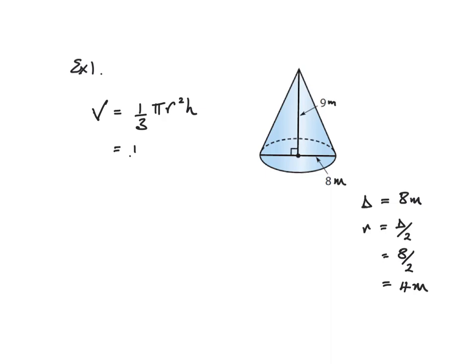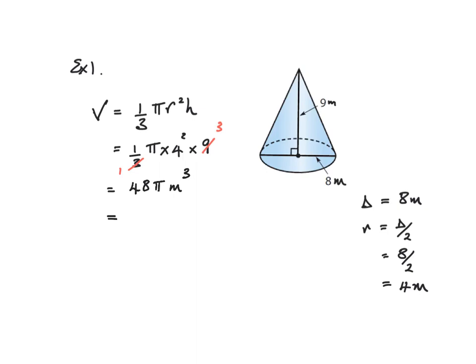So 1/3 times pi times 4 squared times 9. Now, 3 divides into itself once and into 9 3 times. 4 squared is 16, and 3 times 16 is 48. So what we have here is 48 pi meters cubed.